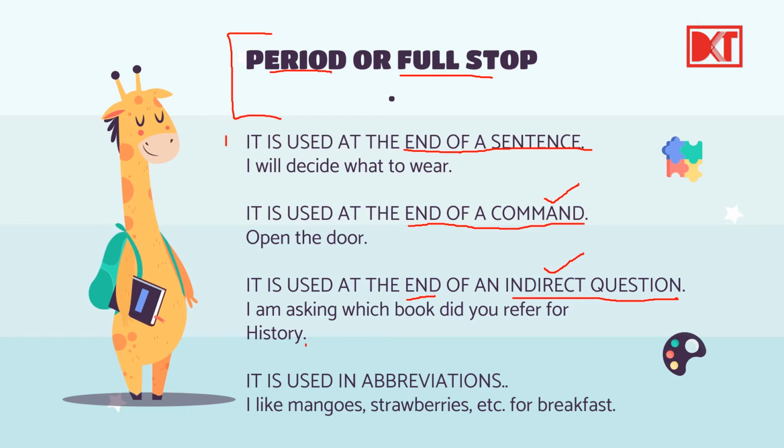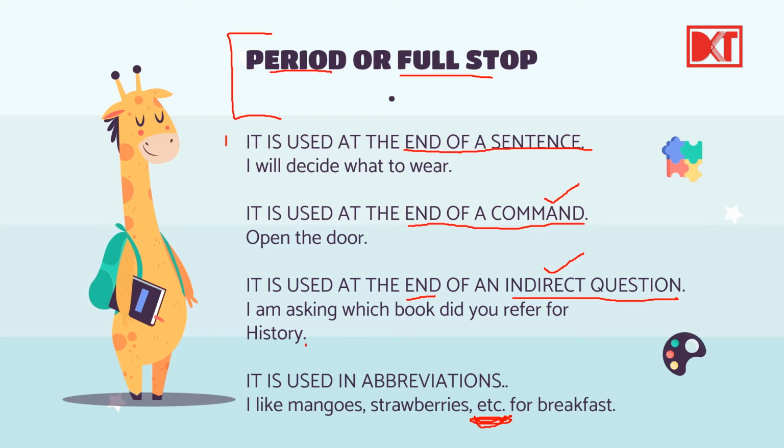Then it is used in abbreviations. Like here, the sentence is, I like mangoes, strawberries, etc. for breakfast. So etc., etc. dot. This is an abbreviation for etcetera. So here you use a full stop to show that this is an abbreviation.